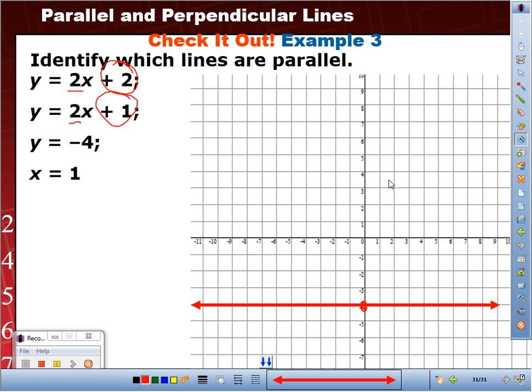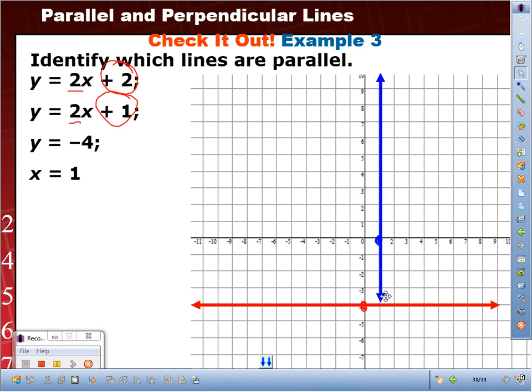What kind of line is that? It's a horizontal line, okay? And look at this one, x equals 1. X equals 1 is right here. And my line's going to go through there. Are those lines parallel? What are those lines? Perpendicular. Why? Because they form 90-degree angles. Are you with me? All right. So, last one.